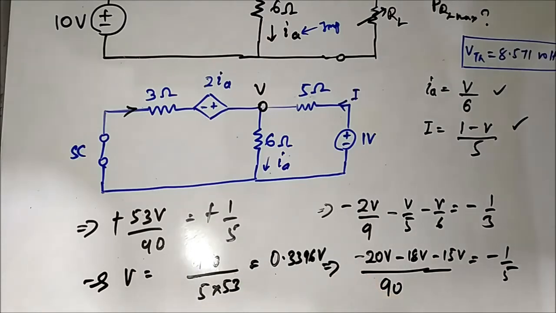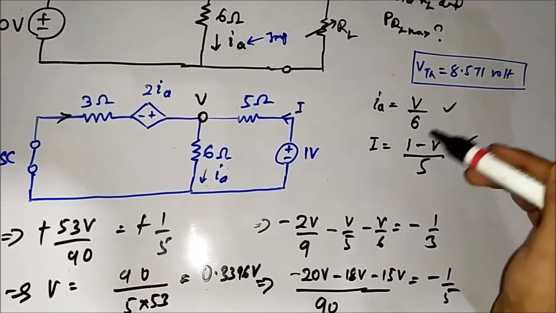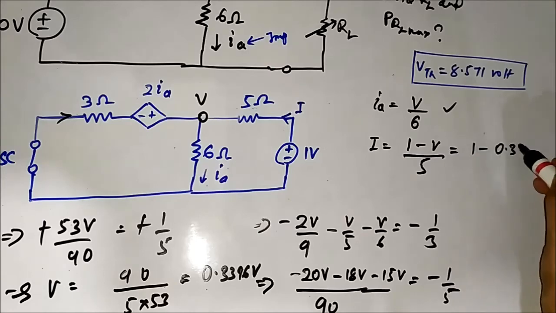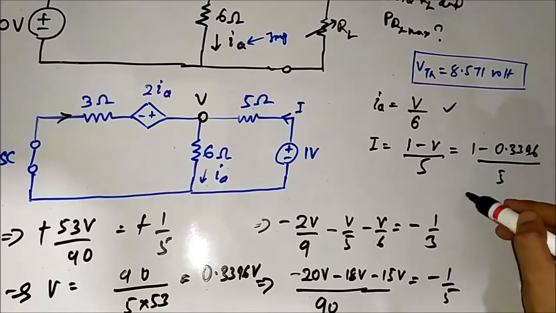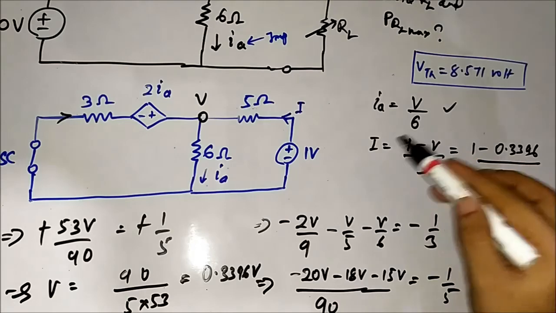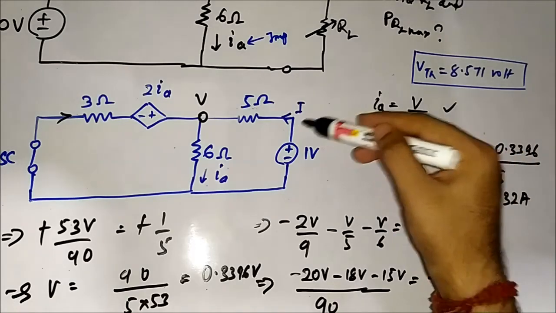Okay, so we have got V. I is equal to 1 minus V by 5. Okay, so I is equal to 1 minus 0.3396 by 5, which is equal to 0.132 ampere. Okay, RTH is equal to 1 volt by I.